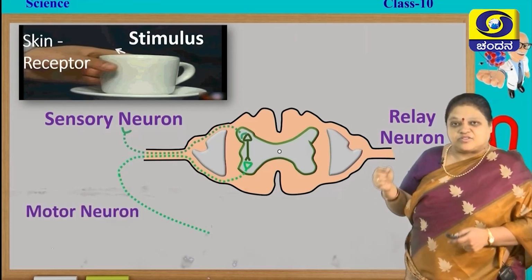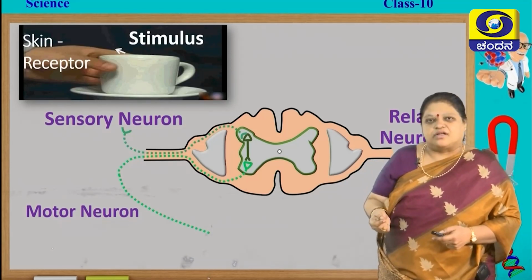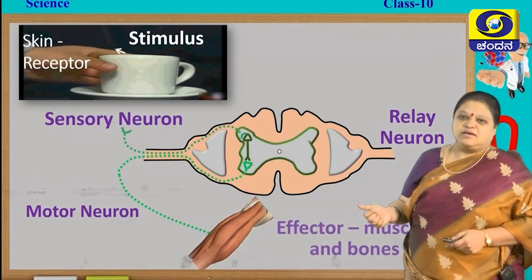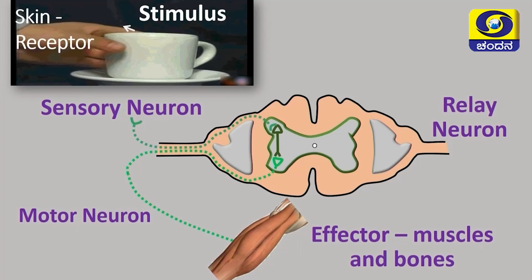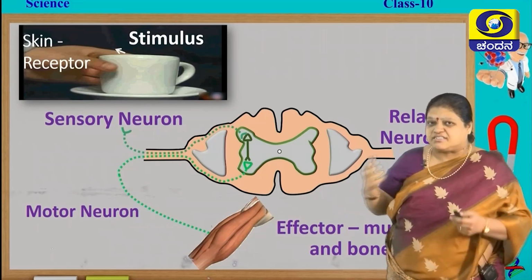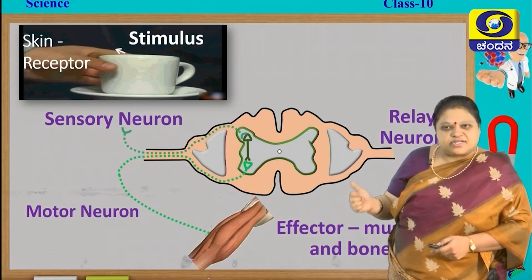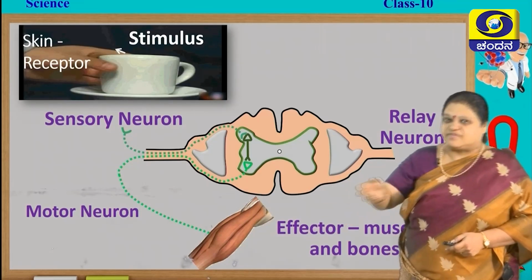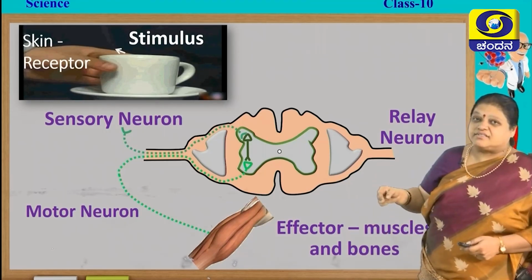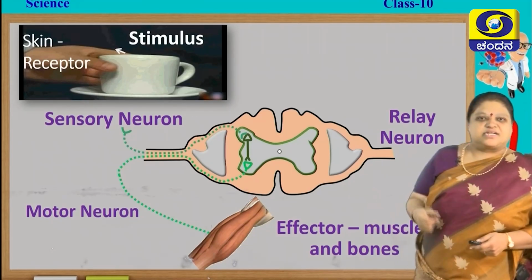Next, from there it has to go to the muscle. That is called the motor neuron. The motor neuron should go to some effector. Here the effector is the hand, muscles and bones. Because the motor neuron goes to a part where action, movement, is taking place, he has to lift the hand. That is why it is called a motor neuron, and finally he lifts his hand. The muscles and the bones help him take it away. That is called the effector, where the action should be effected. It is usually muscles and bones.